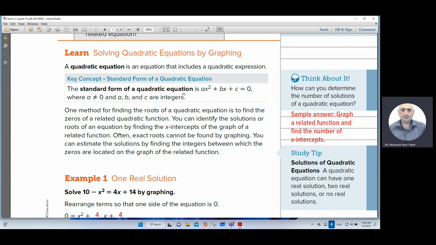The standard form of a quadratic equation is ax squared plus bx plus c equals 0. The degree will be 2. So after you wrote the definition of the quadratic equation, write please the standard form: ax squared plus bx plus c equals 0.